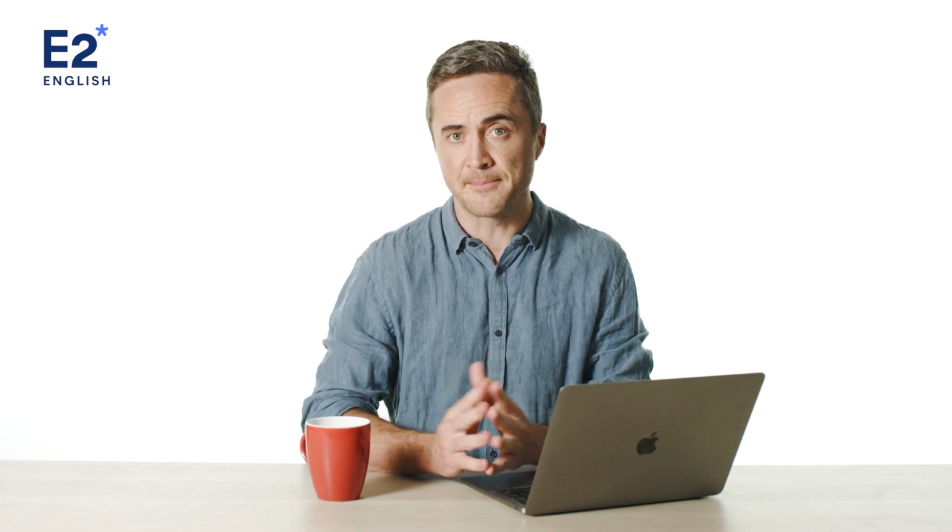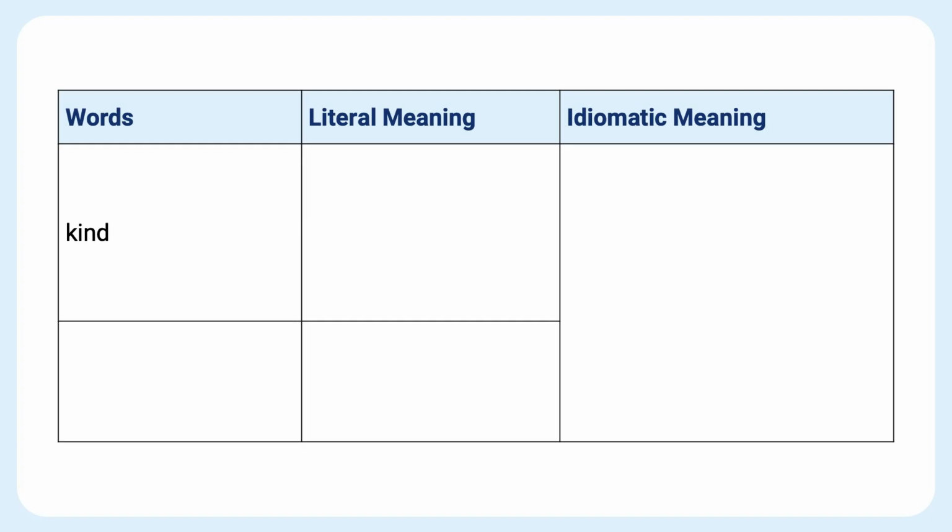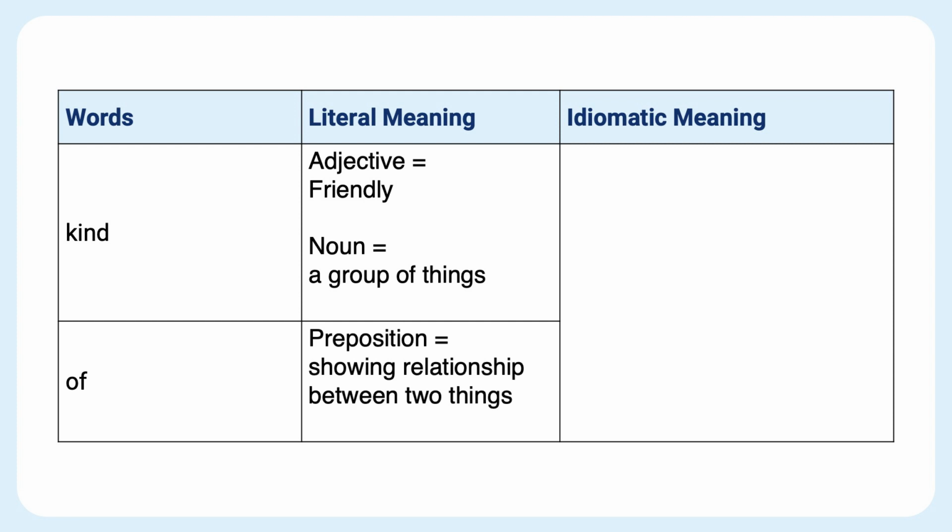Let's take a close look at that first phrase, "kind of," to see why it's actually a type of idiom. So the word "kind" is either an adjective that means friendly or a noun that means a group of things. And "of" is a preposition that shows the relationship between two things. So these two words individually don't make any sense, but the idiomatic meaning means somewhat.